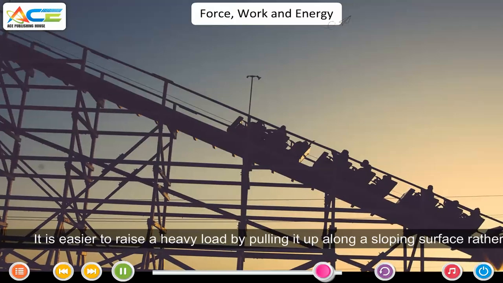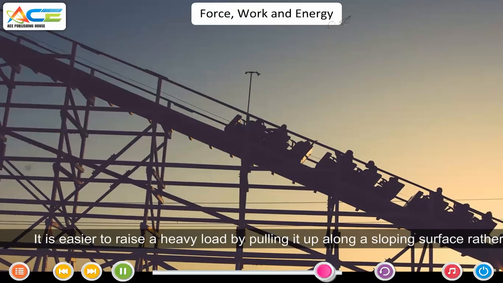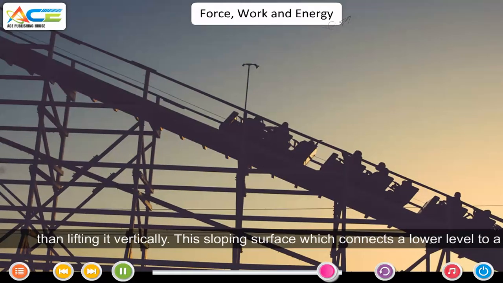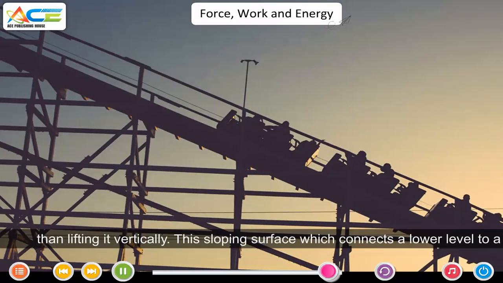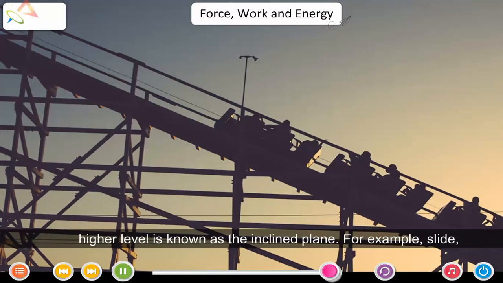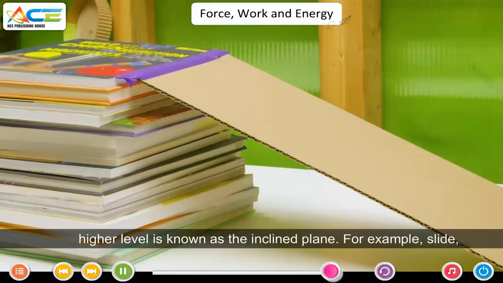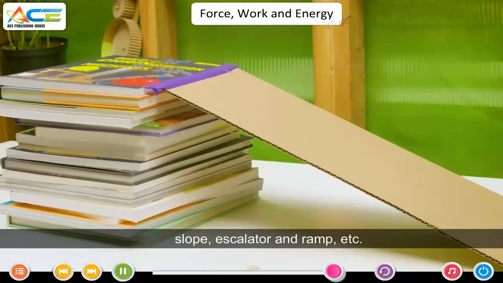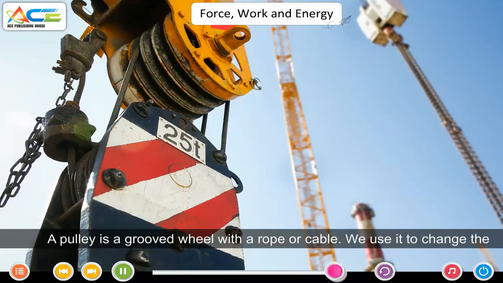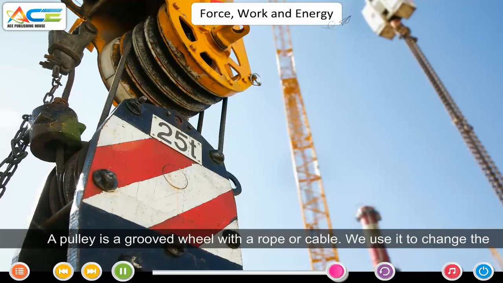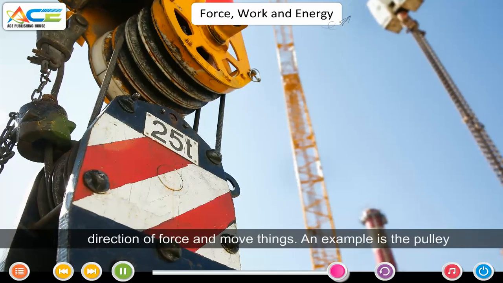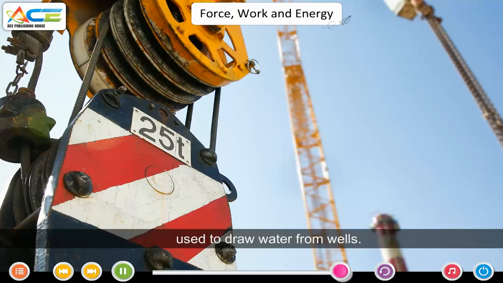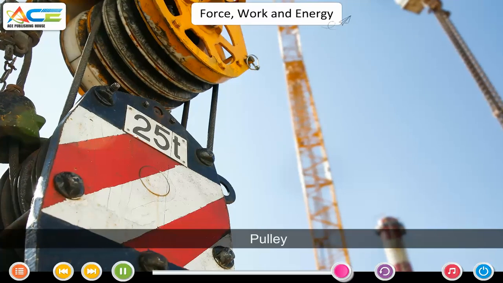Inclined plane. It is easier to raise a heavy load by pulling it up along a sloping surface rather than lifting it vertically. The sloping surface which connects a lower level to a higher level is known as the inclined plane. For example, slide, slope, escalator, and ramp, etc. Pulley. A pulley is a grooved wheel with a rope or cable. We use it to change the direction of force and move things. An example is the pulley used to draw water from wells.